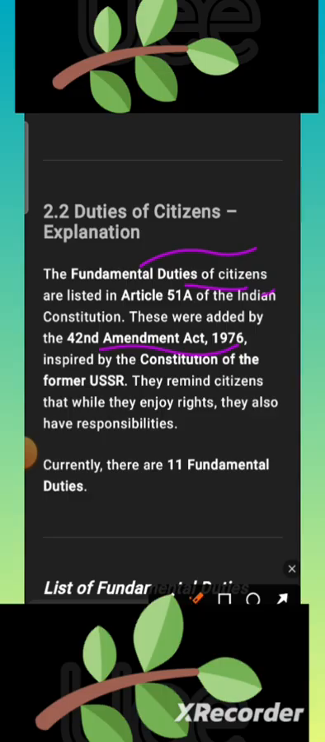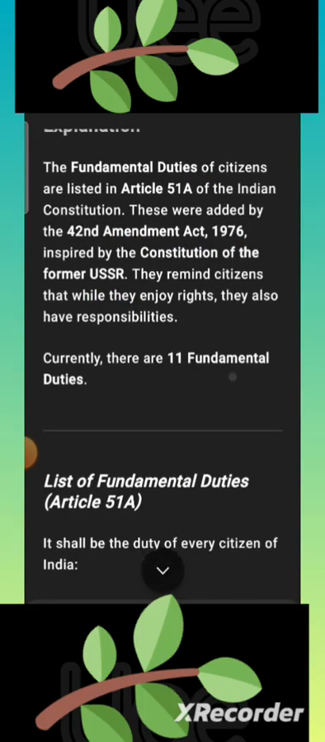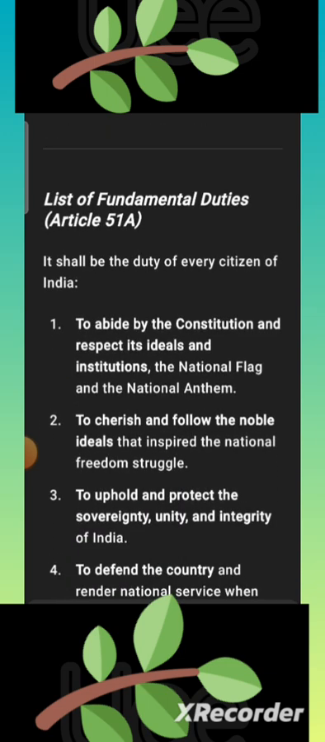The fundamental duties of citizens are listed in Article 51A of the Indian Constitution. These were added by the 42nd Amendment Act 1976, inspired by the Constitution of the former USSR. They remind citizens that while they enjoy rights, they also have responsibilities. Currently, there are 11 fundamental duties.